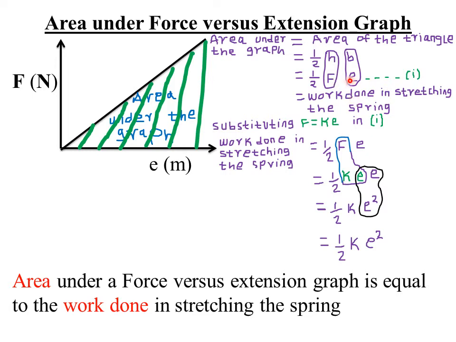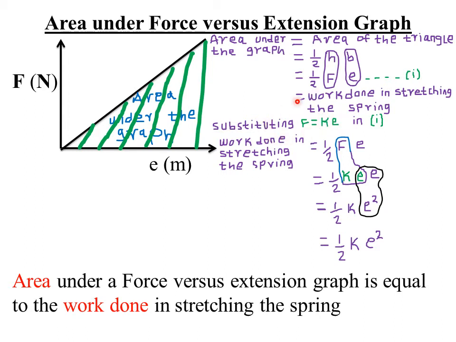We can also express this equation in another form, by substituting the Hooke's Law equation. Remember, Hooke's Law stated that force will always be equal to Ke, where K is the spring constant, e is the extension, and F is the force. Now, if we substitute force equals Ke in our equation 1, which was a half force times e, the point where we have F, we will substitute with Ke, the product of the spring constant and the extension.